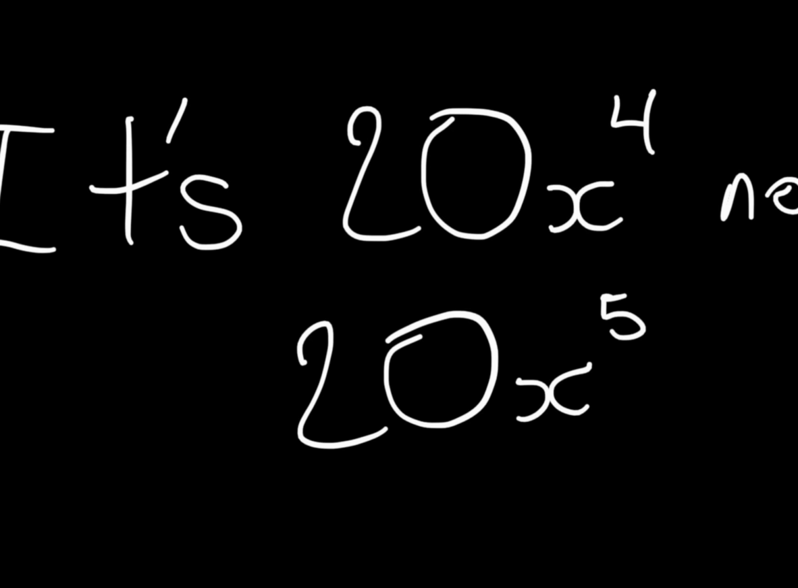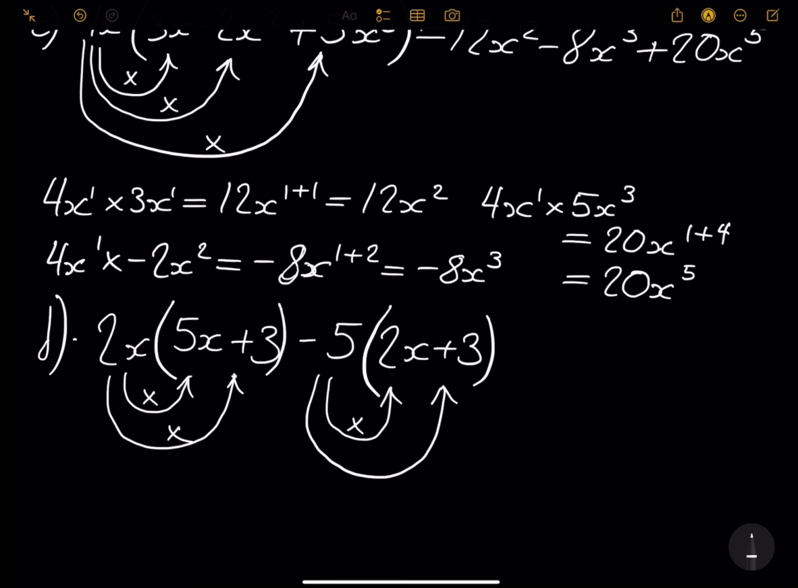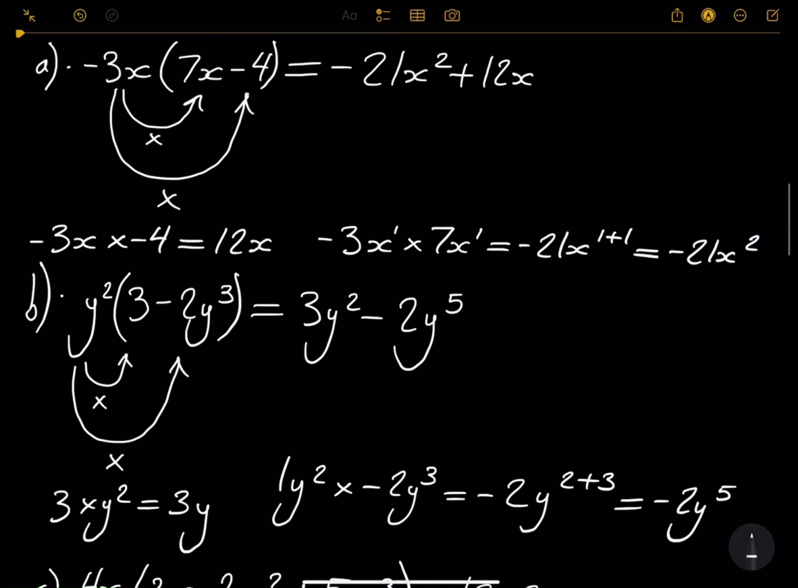And then for the last one, for part D, this time we've got two separate expressions that we must expand. So we've got one here and we've got one there. For the first one, this is the way we expand it. We multiply 2x by 5x, and we multiply 2x by 3. And for the second instance, we multiply minus 5 by 2x, and we multiply minus 5 by 3.